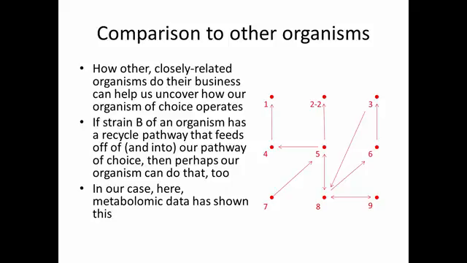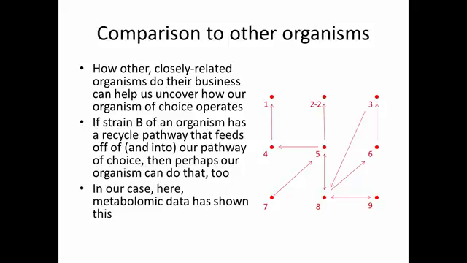So we could also compare the genes that may or may not be in our network to other organisms. How do other closely related organisms do their business? And that can help uncover how our organism does its thing. If strain B of an organism has a recycle pathway that feeds off of and into our pathway of choice, perhaps our organism can do that too.